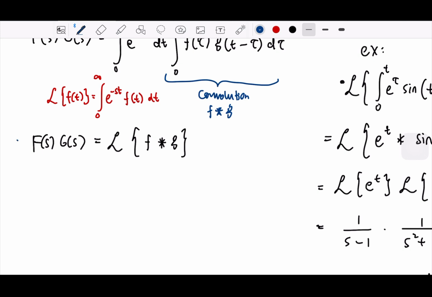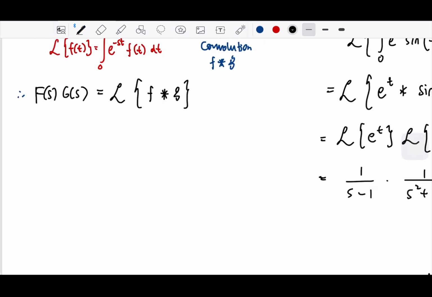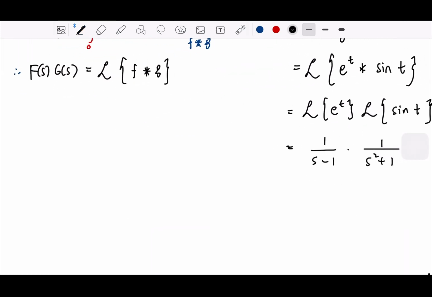This is to prove that this is true. And then another theorem is for the inverse. So if we have Laplace inverse of F(s) G(s), this will be f convoluted with g. Okay. As simple as that.